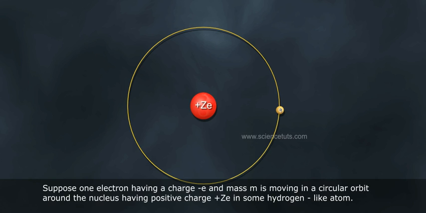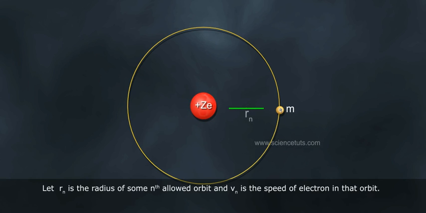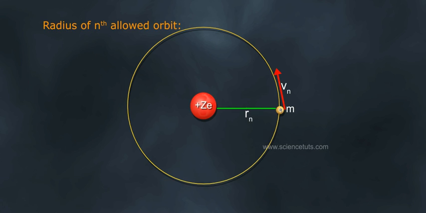Suppose one electron having a charge minus e and mass m is moving in a circular orbit around the nucleus having positive charge plus Ze in some hydrogen-like atom. Let rn be the radius of some nth allowed orbit and vn the speed of the electron in that orbit. Radius of nth allowed orbit.